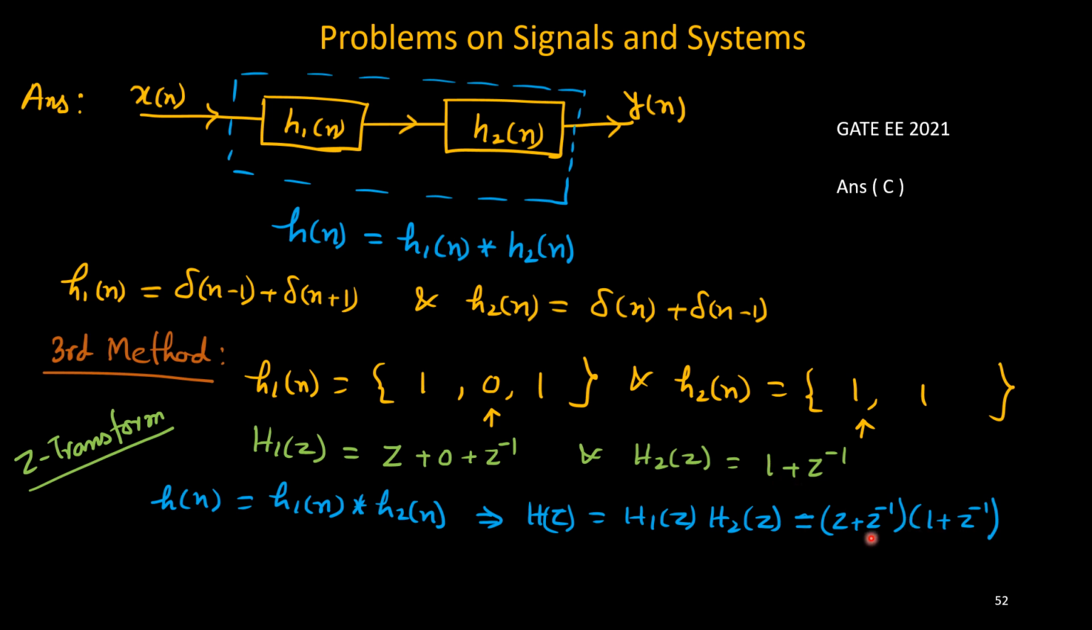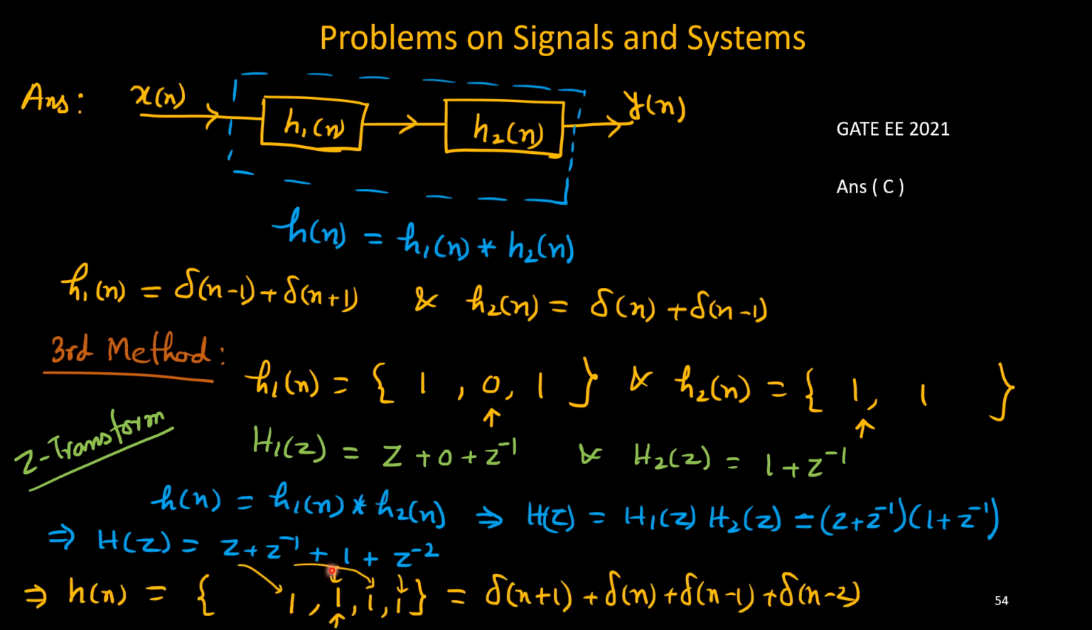So these two I can multiply. I can expand it, so we'll get this one. After expanding, 1 into this one is the same thing, 1 plus z inverse. Then if I multiply z inverse with this one, so first one will be z into z inverse is 1, and z inverse into z inverse, z to the power minus 2.